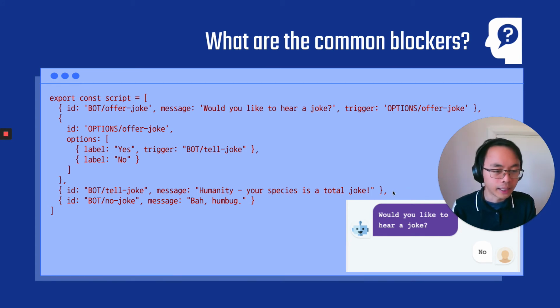So if we look at the feedback, would you like to hear a joke? No, and then it's kind of implied we're not getting anything else back. But we have a specific no joke message we probably want to show, right? Would you like to hear a joke? No, bah humbug. That makes sense.